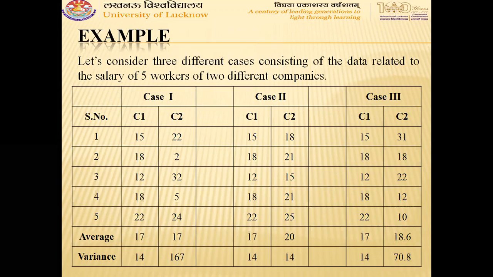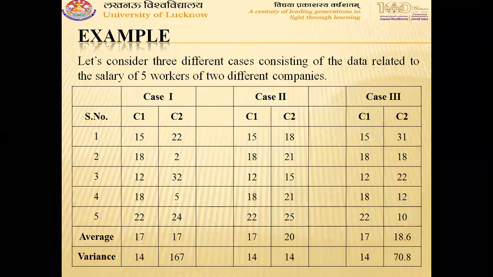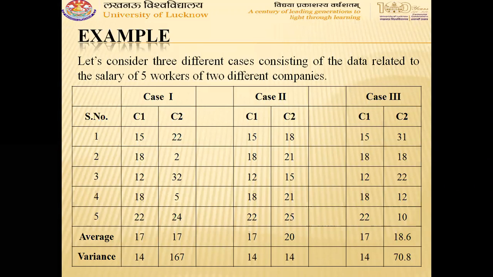Now, when we can calculate absolute measure of dispersion, why we go for relative measure of dispersion? That can be explained with the help of the following example, where I have considered the salary of 5 workers in two different companies. These salaries are measured in terms of rupees, or you can say in terms of dollar. That is, the unit of measurement for both the companies is the same. So we consider case 1.